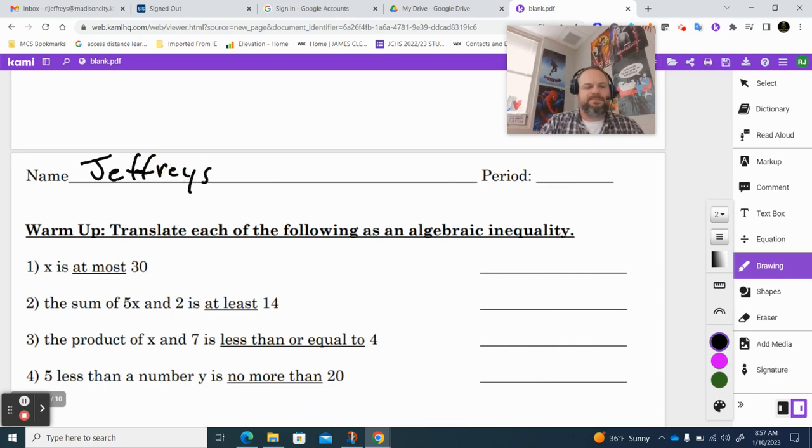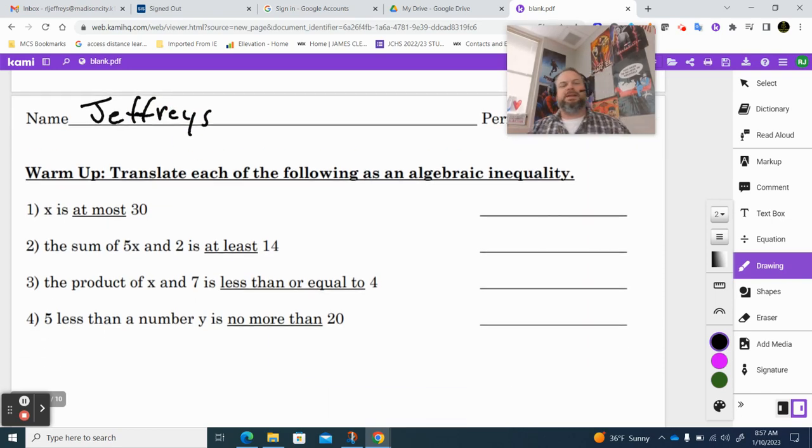Okay, so translate each of the following to algebraic inequality. All right, not gonna lie, these are usually like my Achilles heel. There are some of these things that I have a hard time with. And if you make a really good debate about why it could be one or the other, I agree.